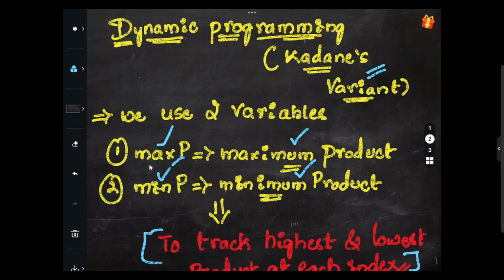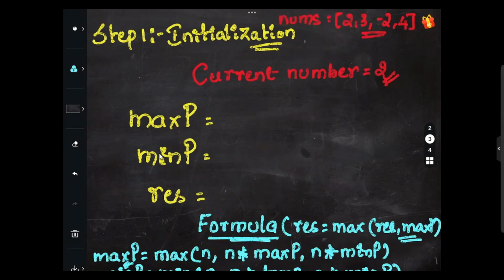To track the highest and lowest product at each particular index, we'll be making use of max p and min p, nothing but maximum product and minimum product. Just keep this in mind. So let's see the iterations.